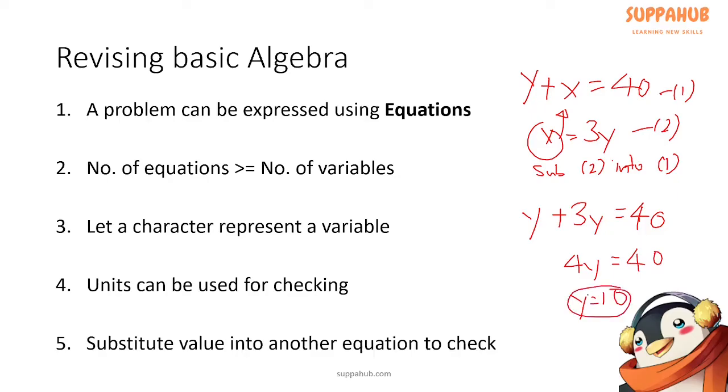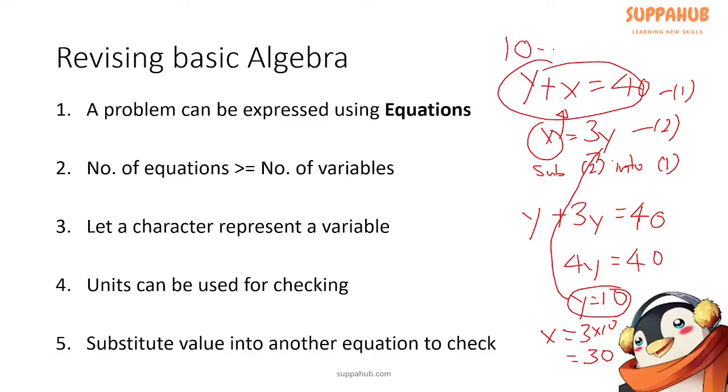Alright, so after that, you substitute the value of 10 inside here. You have x equals 3 times 10, so x equals 30. So you use equation 2 to find out the value of x. So you can use equation 1 here to check whether it's correct or not. You have y equals 10, x is 30, so 10 plus 30 will give you 40. So you know that you have done it correctly, right? That's called substitution to check.